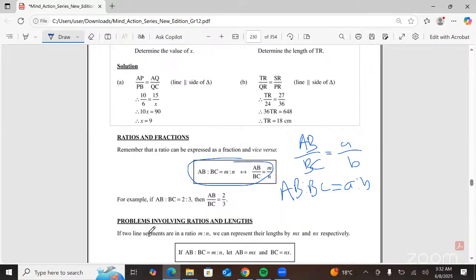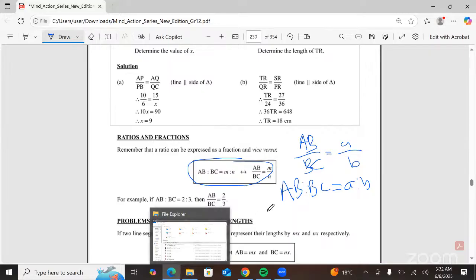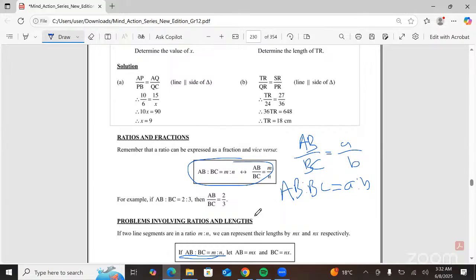Then here is the problem involving the ratio and the length. This is very, very important. If you are given a ratio like this, that AB is to BC is equal to M is to N, in this case, for AB you introduce the variable X for M. You also introduce the same variable X for N. Does this make sense?